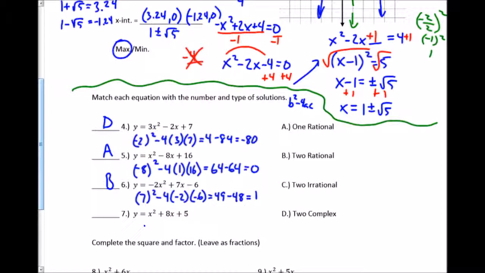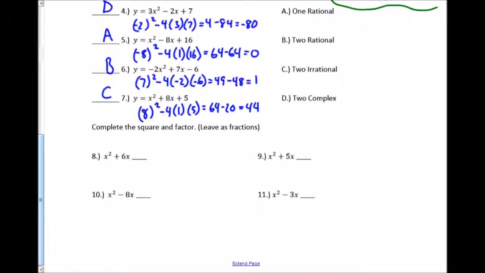And then for the last one, I do the 8 squared minus 4 times a, which is 1, times c, which is 5. So that's going to give me 64 minus 20, which is 44. That's a positive number that's not a perfect square, which means I'm going to have two irrational solutions, because when I do my quadratic formula, or when I do completing the square, I'm going to be left with a square root. Okay?